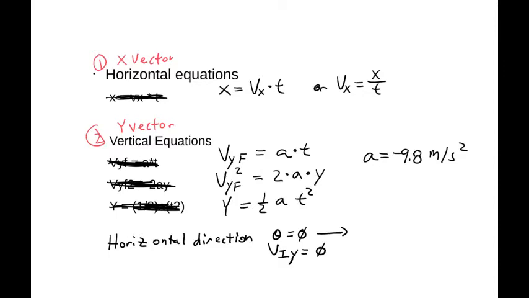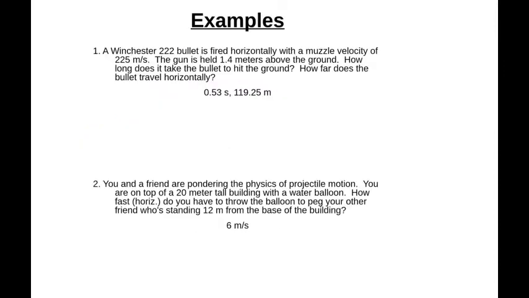So let's look at a couple sample problems. All right, so in this problem, list what you know and, of course, what you're trying to solve for. A Winchester .22 bullet is fired horizontally with a muzzle velocity of 225 meters per second. The gun is held 1.4 meters above the ground. How long does it take the bullet to hit the ground? How far does the bullet travel horizontally?